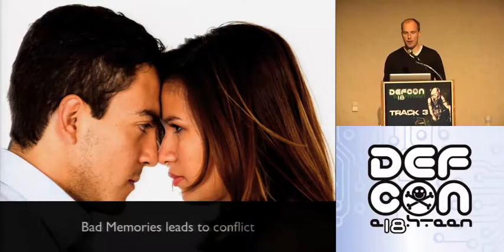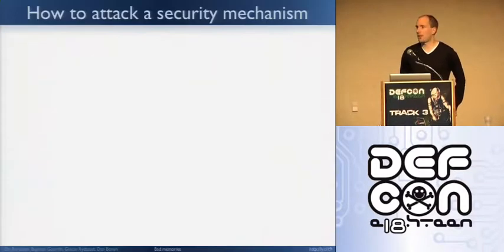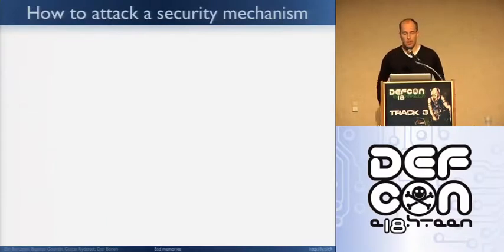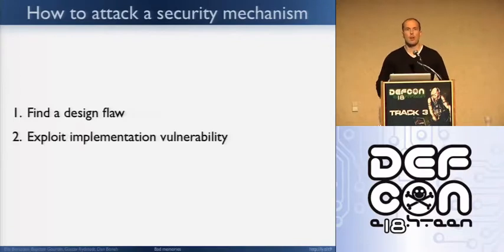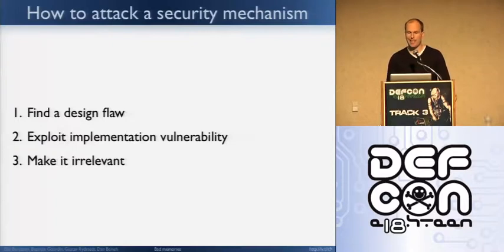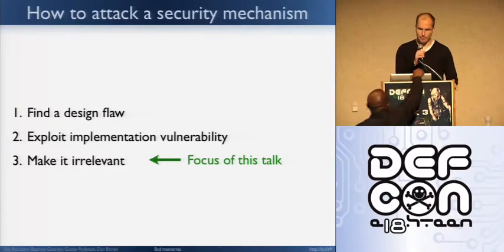And since you're all here for security, there are three ways we know to break a security mechanism. The first one is when you find a design flaw. For instance, the web is broken by design. You all know that. The second is the most well-known way, where we try to find exploits and vulnerabilities in the code, its implementation. And the third one, which will be the focus of this talk, is how you can try to make this security mechanism a little bit irrelevant.